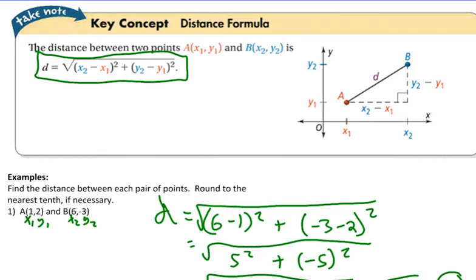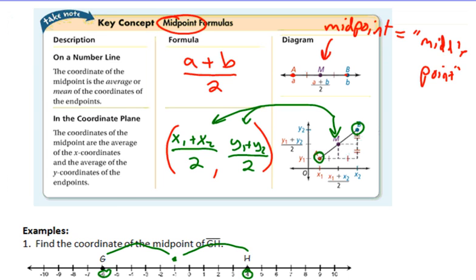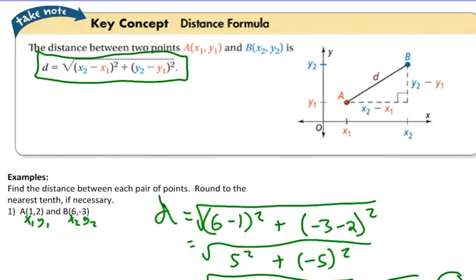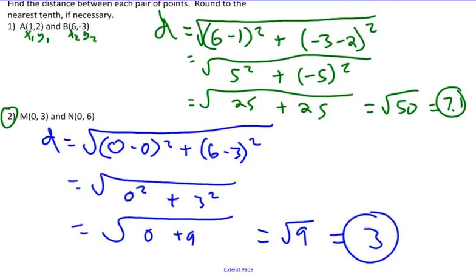We have the midpoint one. I think I left one of those for you. The last midpoint one. So you can pause it and look at the work if you want, but you end up getting 8 and negative 7. And then the distance formula one, I end up getting 3. This one would be easy to just look at a graph because it makes a vertical line.